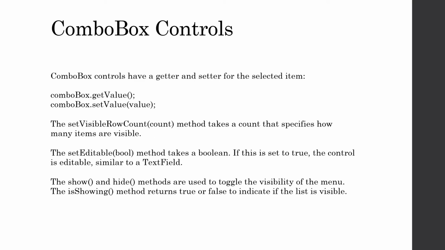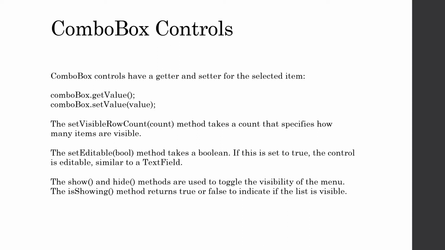In addition to that, ComboBox controls also have a getter and a setter for whatever the selected item happens to be. So we can go ahead and use the getValue method to get whatever item is currently selected in that combo box. We can also use the setValue method to specify a particular item that we want to have selected. Basically, the thing that you pass into setValue should match one of the items that is in the list. If there's a match like that, it'll just go ahead and have that selected for you.